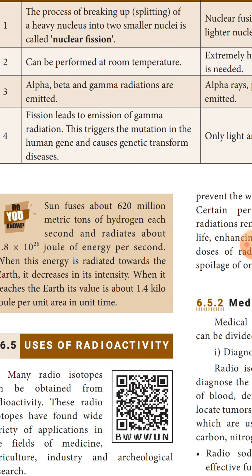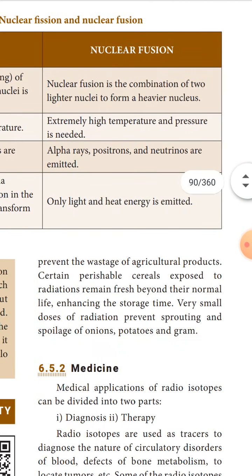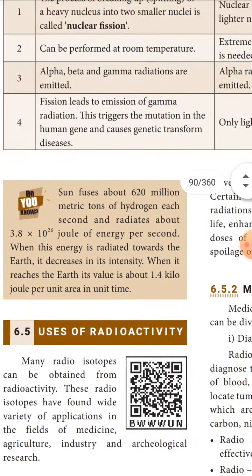Third, at the time of nuclear fission, alpha, beta and gamma radiations are emitted. In nuclear fusion, alpha rays, positrons and neutrons are emitted.